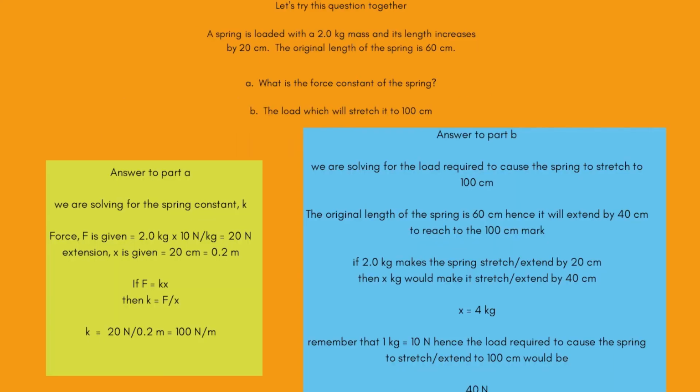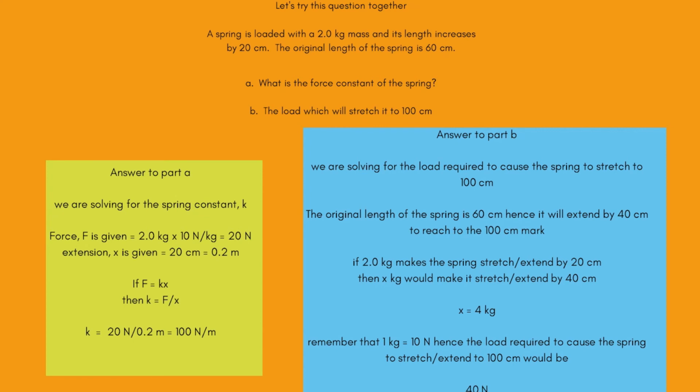Answer to part A. We are solving for the spring constant K. Force F is given 2.0 kilograms times 10 newtons per kilogram to give you 20 newtons. Extension X is given 20 centimeters, which can be converted to meters, 0.2. If force is equal to the spring constant times extension, then the spring constant will be equal to force divided by the extension. We divide 20 newtons by 0.2 meters and we get 100 newtons per meter.